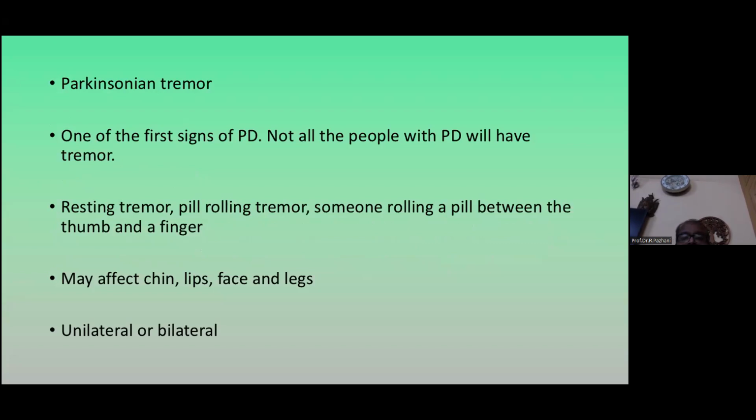Resting tremor or pill rolling tremor. You see this tremor, these fingers, they have movement. It's called pill rolling tremor. In olden days, people made pills by rolling with the finger. That's why it's called pill rolling tremor. It looks like someone rolling a pill between the thumb and the finger.